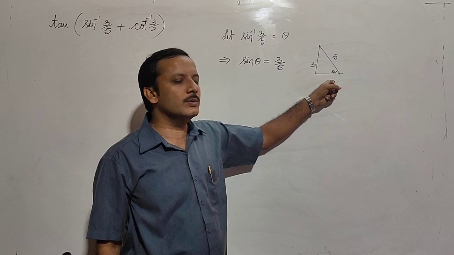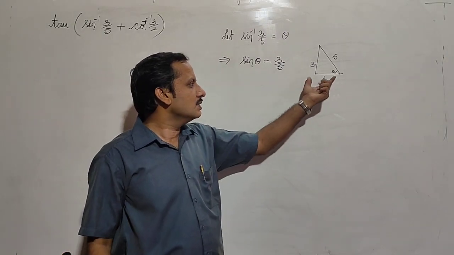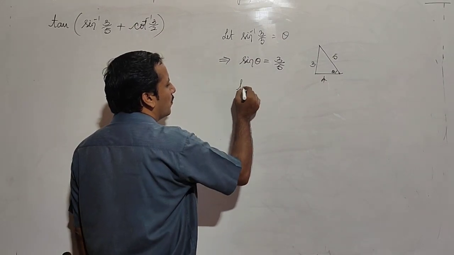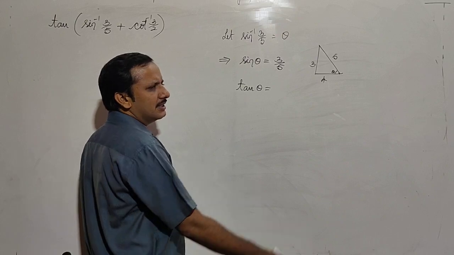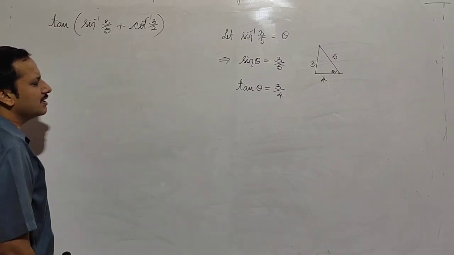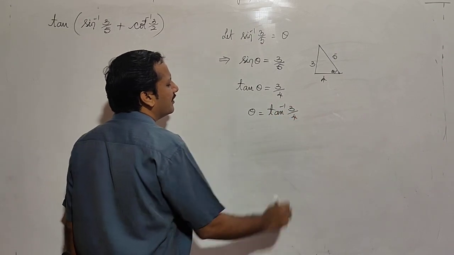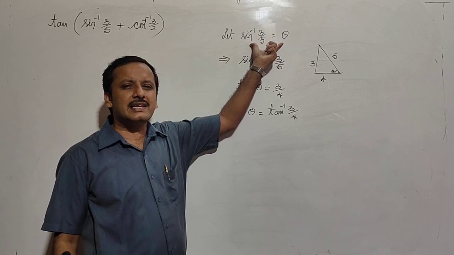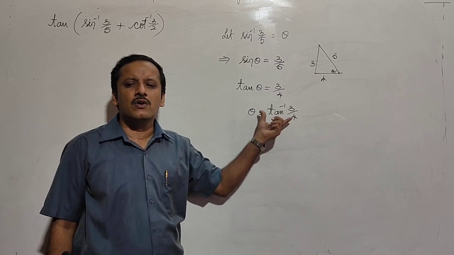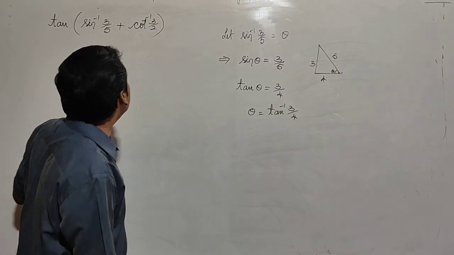Therefore, what will happen to the adjacent side? By Pythagorean triplets, 3, 4, 5, they are the Pythagorean triplets. So the adjacent side will be equal to 4. Okay. So when sin theta is equal to 3 by 5, what will happen to tan theta? Tan theta is equal to opposite divided by adjacent, which is 3 by 4. Therefore, theta can be written as tan inverse of 3 by 4. So we have taken sin inverse 3 by 5 equal to theta, and now we have obtained theta equal to tan inverse 3 by 4. From these two, we can write sin inverse 3 by 5 is equal to tan inverse 3 by 4.